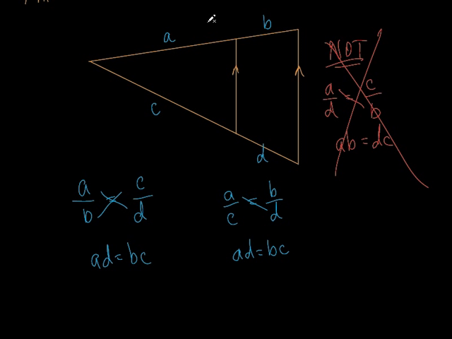As long as you compare across from each other, or top to bottom, if you want to call it that, it's perfectly fine. So, how are we going to use this stuff? Well, we're going to use this if I give you some lengths and you're trying to find one of the missing lengths. Then you can use these ratios to find the missing length. So let's do an example.